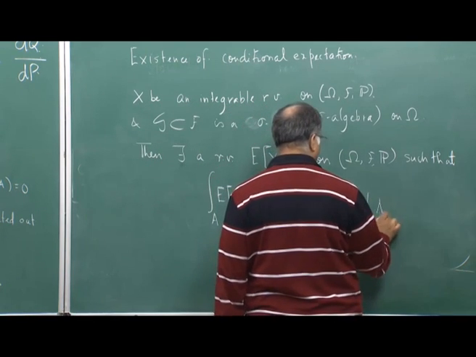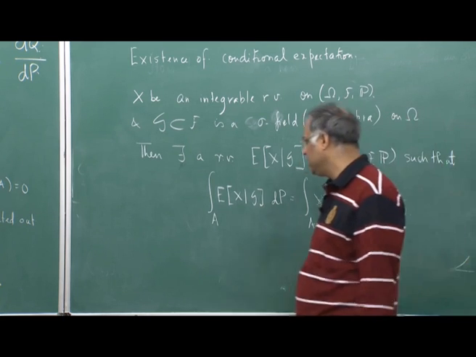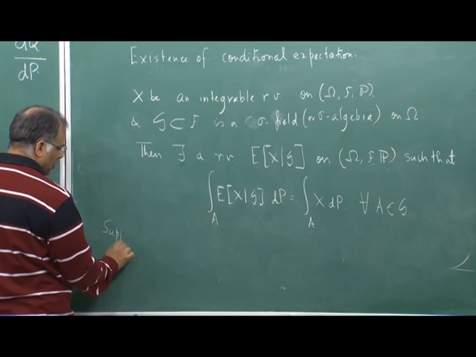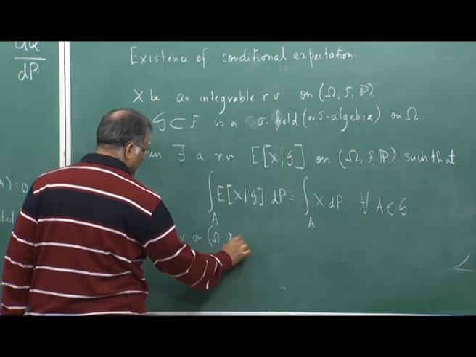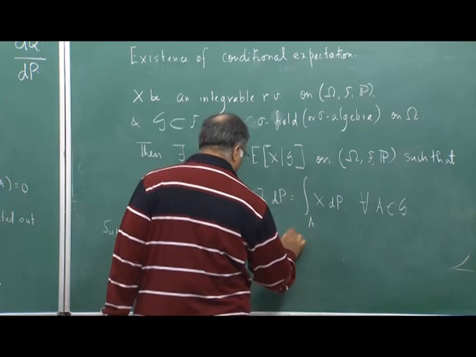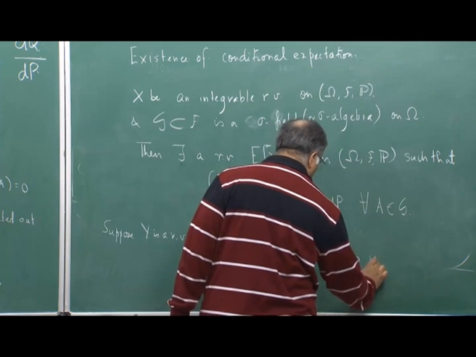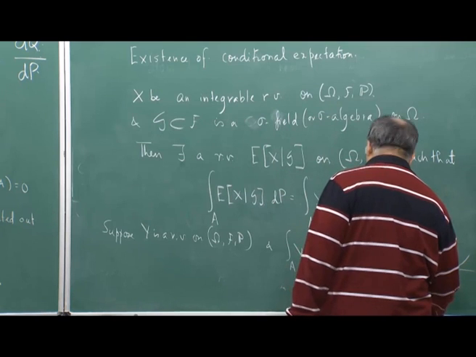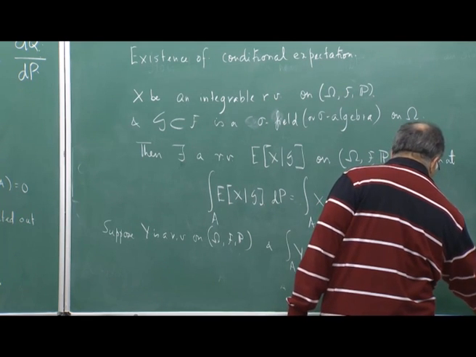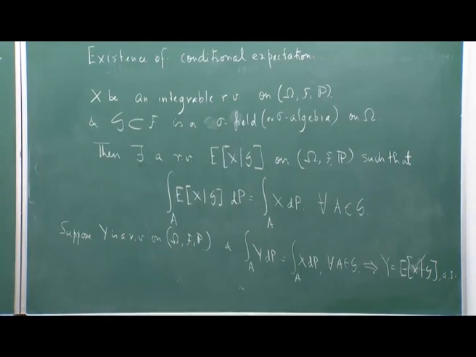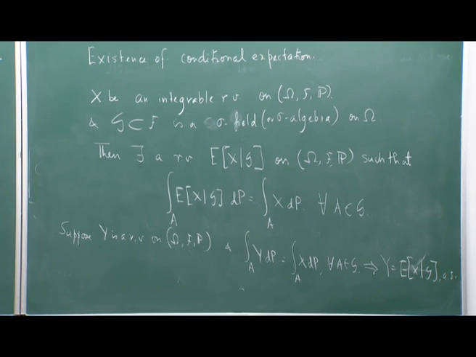This is true for all A you take in the sigma algebra G with respect to which you are doing the conditioning. Now, the interesting part is the following. Suppose Y is a random variable on this probability space (Omega, F, P) and the integral over A of Y dP is equal to the integral over A of X dP for all A in G. Then it implies that Y is equal to the conditional expectation of X given G almost surely, or almost everywhere. So any random variable Y which satisfies this property must be the same as the conditional expectation. That is the fundamental idea.